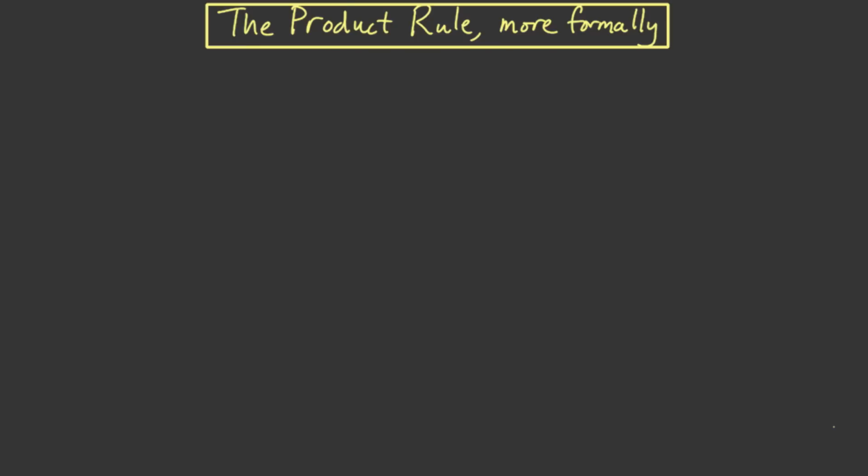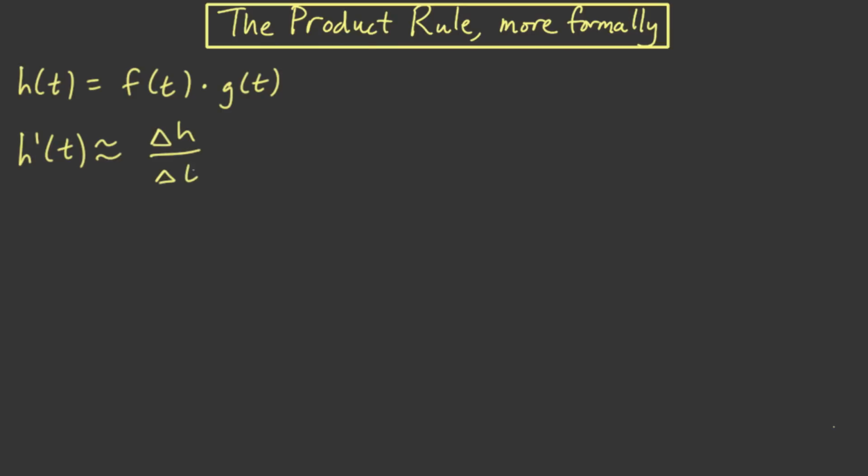In this video, we're going to derive the product rule just a bit more formally. We've got h of t as the product f of t times g of t. And for h prime of t, we're going to use delta notation. So remember that h prime of t is approximately equal to delta h over delta t. And then to make this exact, we're ultimately going to want to take a limit as delta t goes to 0. So let's look at this numerator.